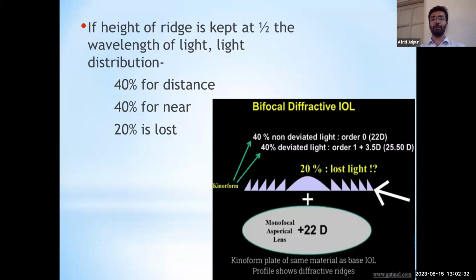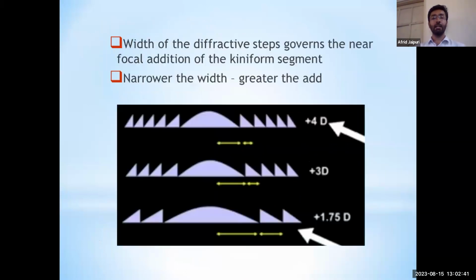If the height of the ridge is kept at half the wavelength of light, the light distribution is 40% for distance, 40% for near, and 20% of the light is lost. The width of the diffractive steps governs the near focal addition of the cuneiform segment. Narrower the width, greater the add.